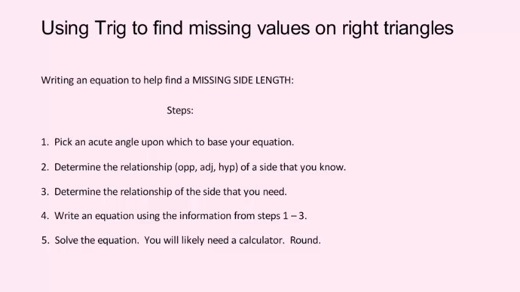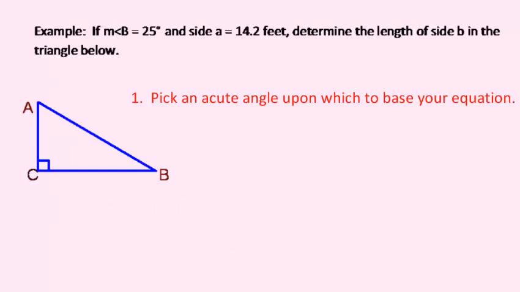Let's see these steps in action via an example. We've got a triangle where we're given one measure, angle B, which I'm going to label as 25 degrees. And side A, that would be this side, which is opposite angle A, is 14.2 feet long. We need to figure out the length of side B, which would be this vertical side across from angle B. So the first thing I'm going to do is pick an angle to work with here. Since they gave me angle B is 25 degrees, I think I'll just go ahead and pick that as the angle I choose to work with.